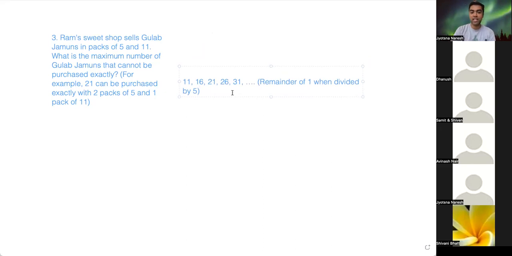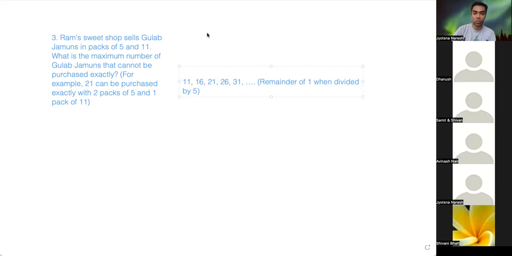So if a number ends in 1 or ends in 6, if I divide it by 5, there's 1 left over, right? If it ends in 1, when I subtract the 1 out, it ends in 10. If it ends in a 6, I subtract 1, it ends in 5, so it's clearly divisible by 5. So all of these numbers are possible. So what this tells us is if it ends in a 1 or a 6 and it's greater than 11, it can be purchased exactly, right? So this helps us eliminate some numbers.